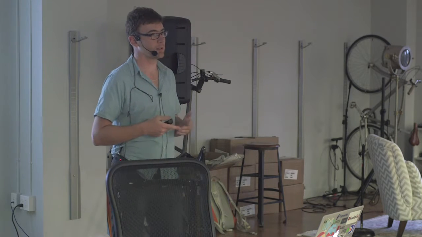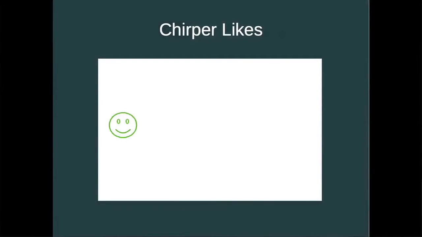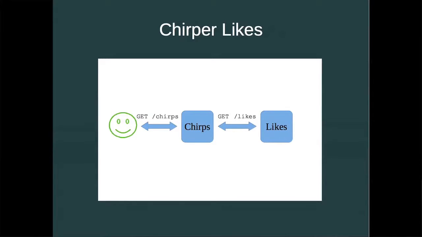I mentioned before that the chirp service had to call into the like service to get the count of likes. So this is currently implemented like this. The user goes and gets the chirps, and then the chirp service goes and gets the likes for the chirps, and then returns the chirps with the likes to the user. So if the like service goes down, the chirp service isn't going to be able to return the chirps with the likes back to the user.